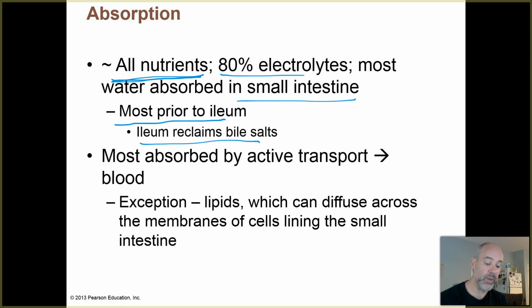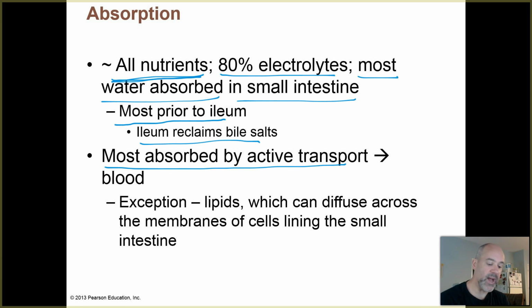You also absorb electrolytes, things like sodium and calcium and chloride and potassium in your food and beverages. Those have to be absorbed as well across the epithelial lining of the small intestine. And water as well. The water from your food and beverages, most of that gets absorbed across the cells that line the small intestine also.